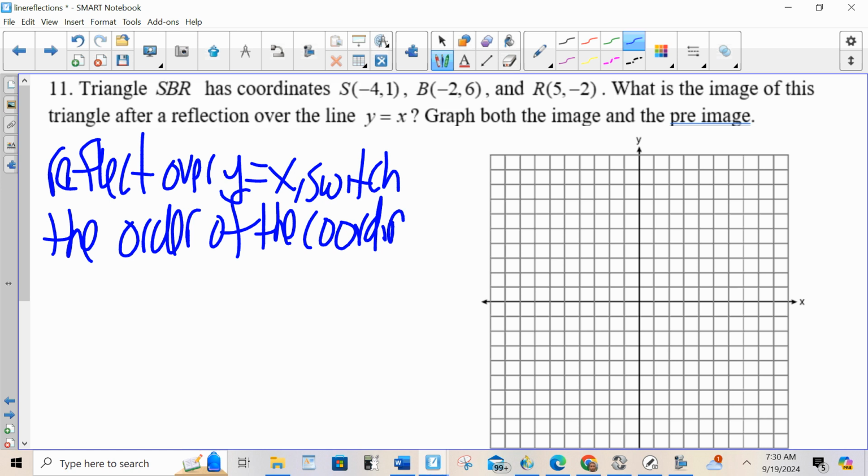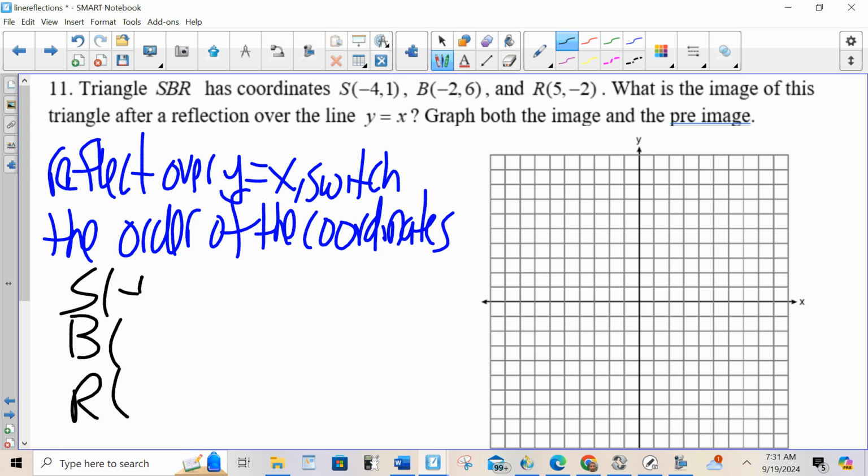So I don't even need the grid for this one. And yes, there are other rules for some of the other reflections, but I'd rather you just do them on the grid. Y equals x is different because it's the slope line, so it can get a little bit trickier. So the easiest way to do y equals x, again, is to just switch the coordinates. It's not something that comes up that much, or else I'd focus on it more.